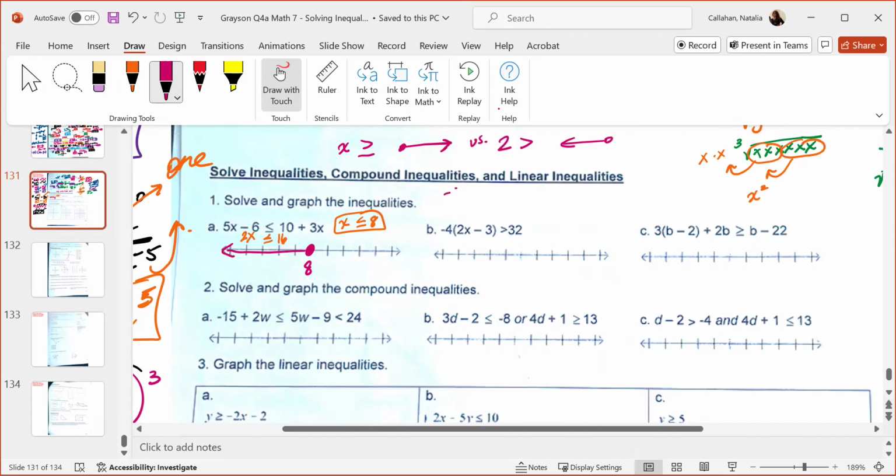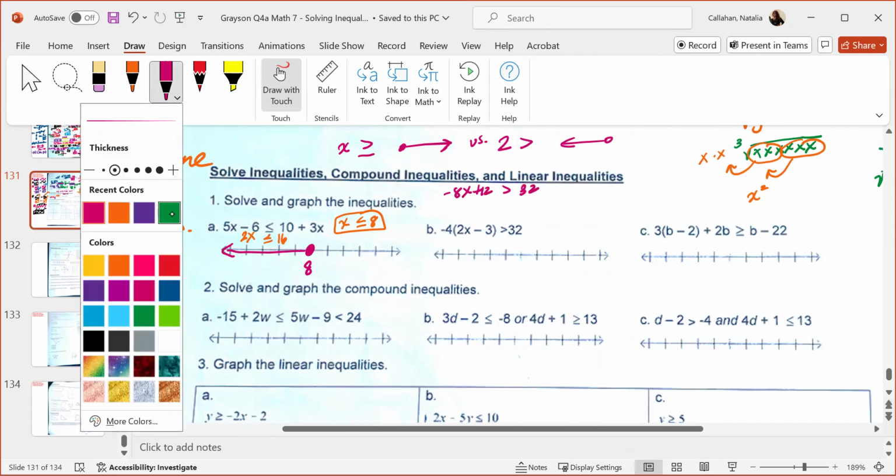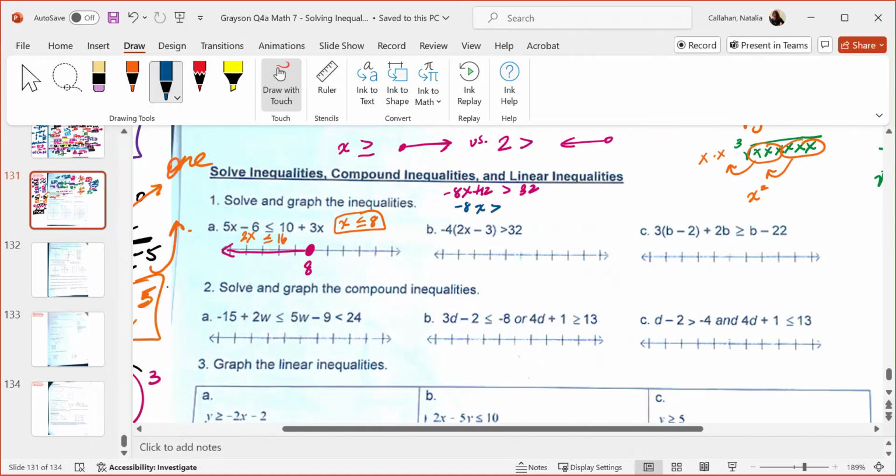Okay, B, distribute. Negative 8x plus 12 is greater than 32. Subtract 12, right? 32 minus 12 is 20, right? When you divide by a negative, what happens to your inequality sign? You switch it. So you have negative 20 over 8, which is the same thing as negative 10 over 4, which is the same as negative 5 over 2, right? Which is negative 2.5. That makes sense? The answer is x is less than negative 2.5, right?